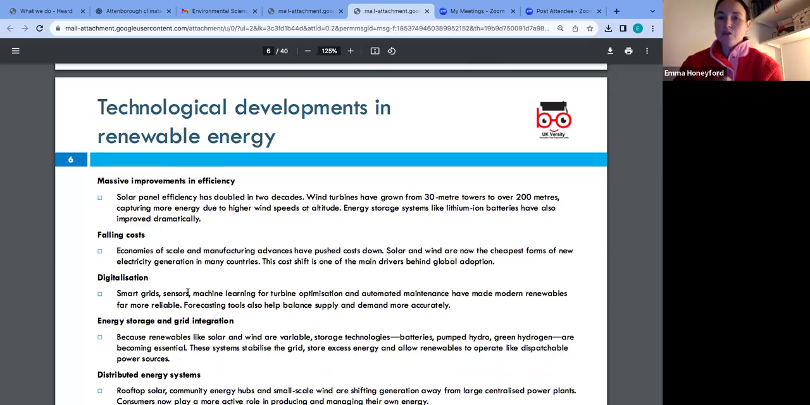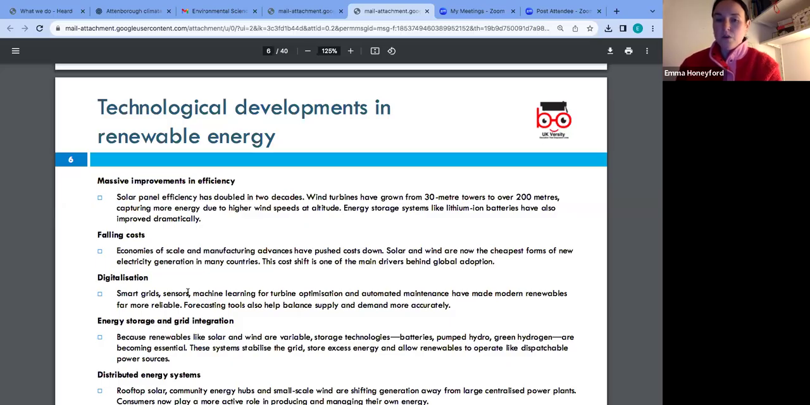So there have been technological developments in renewable energy. There's been massive improvements in efficiency, and this has impacted the development of different renewable forms of energy massively. Solar panel efficiency has doubled in the last 2 decades. Wind turbines have grown from 30 metre towers to over 200 metres, capturing more energy due to higher wind speeds at altitude. So this is good news, and hopefully this will get even better as time goes on.